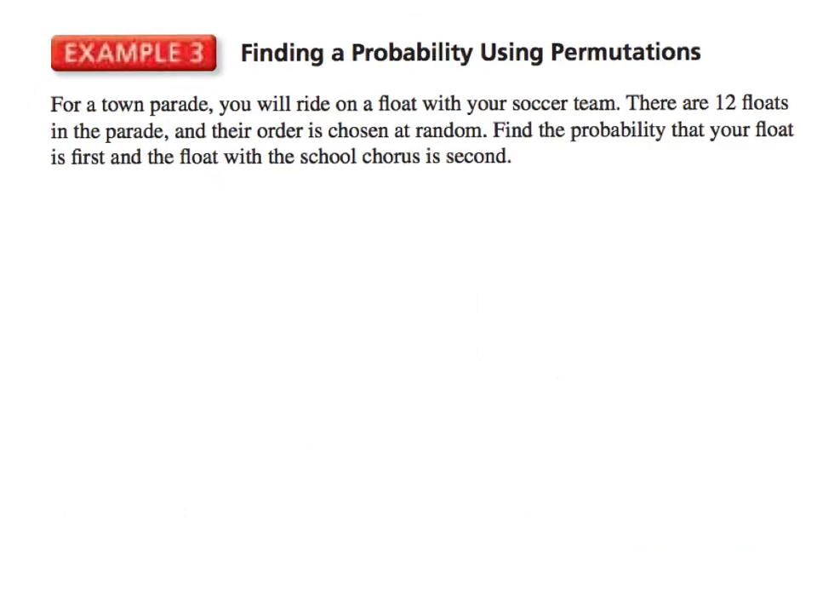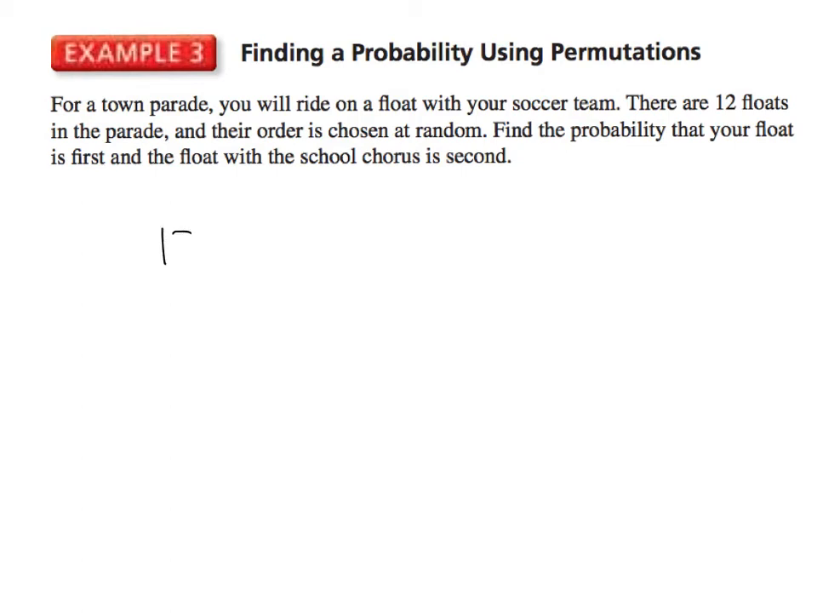In example 3, we're going to be finding probability using permutations. So now we're going to do probability. For a town parade, you will ride on a float with your soccer team. There are 12 total floats. So first off, there are 12 total floats.